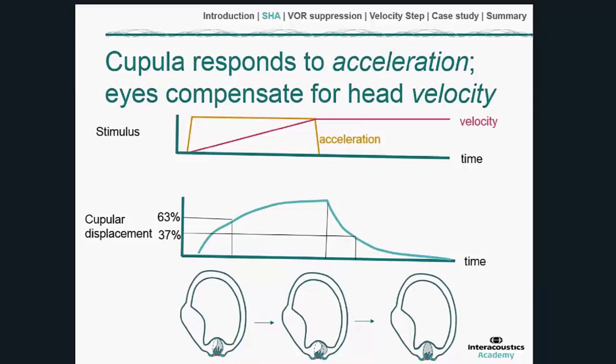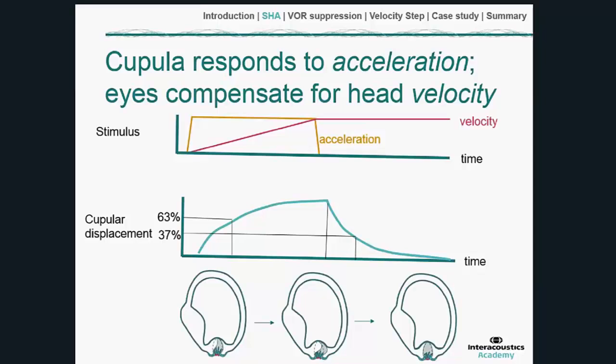So this is meant to highlight that the copula responds specifically to acceleration, but the eyes, of course, they move. We talk about slow phase velocity, not slow phase acceleration. So the eyes, to compensate for the head's rotation, the head's velocity, need to have a slow phase velocity accordingly. So the input is acceleration and the output is velocity.